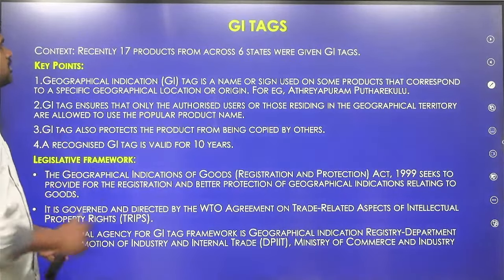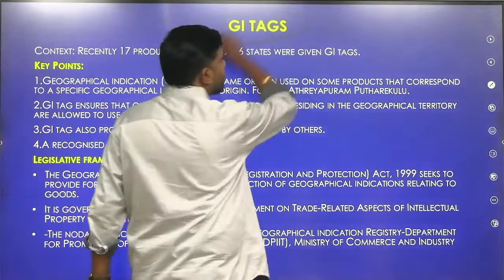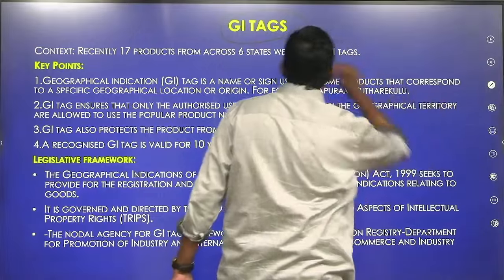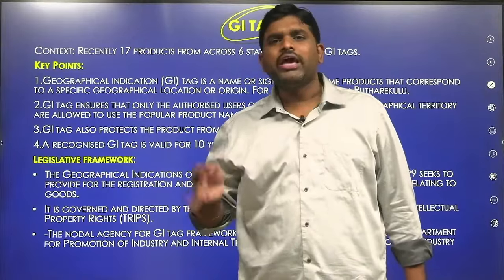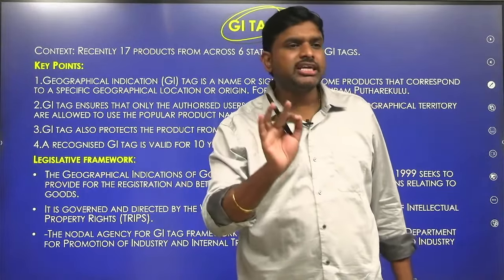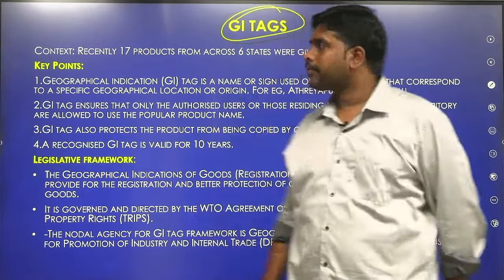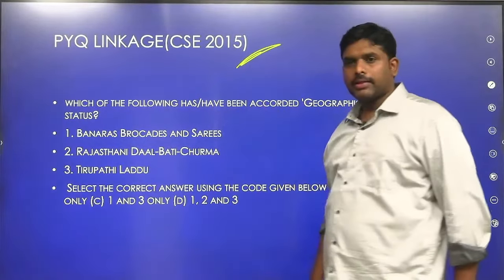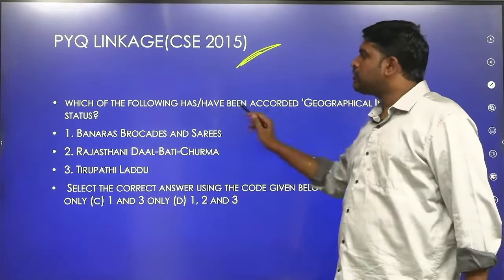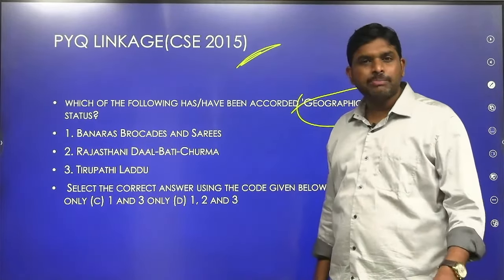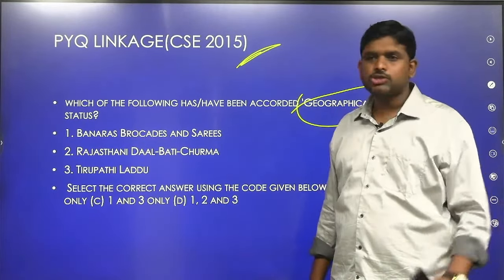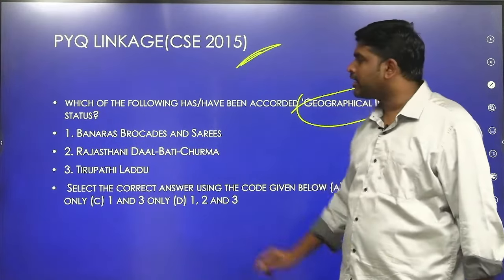Next question, GI tag. Why, sir? Why do I have to study geographical indication tag? For example, 2015: Which of the following have been accorded geographical indication? So there was a PYQ on geographical indication. So compulsorily we have to do geographical indication.